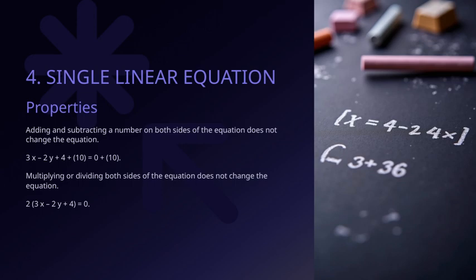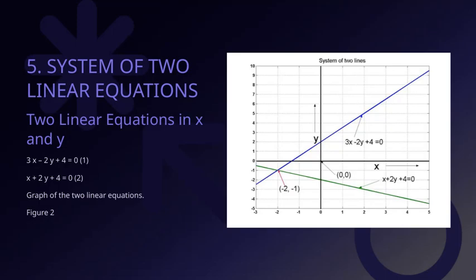This understanding helps us manipulate equations confidently and accurately, which is at the core of solving linear equations efficiently. Let's take a closer look at this graph, which represents the two linear equations we're working with. The first equation, x plus 2y plus 4 equals 0, is shown here as equation 2. The second, 3x minus 2y plus 4 equals 0, is equation 1. These two lines are an example of a system of two linear equations in x and y.